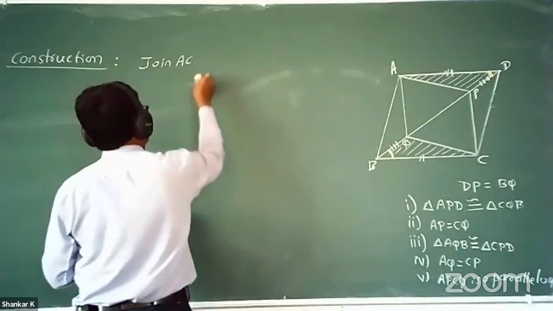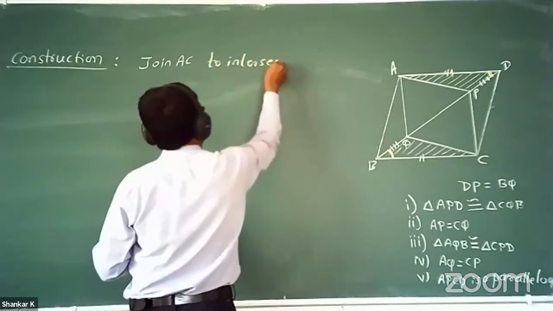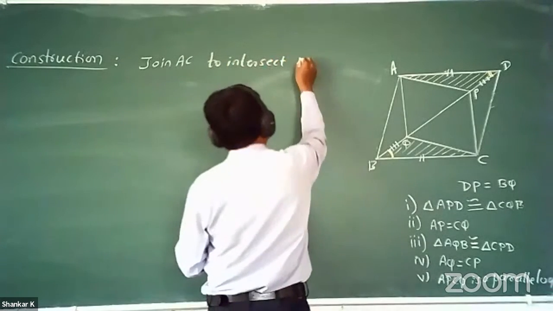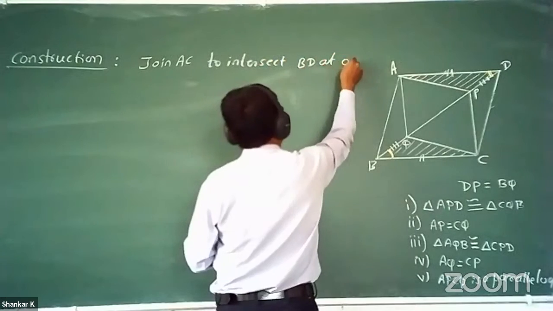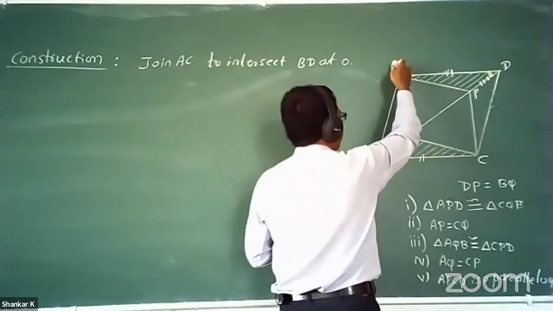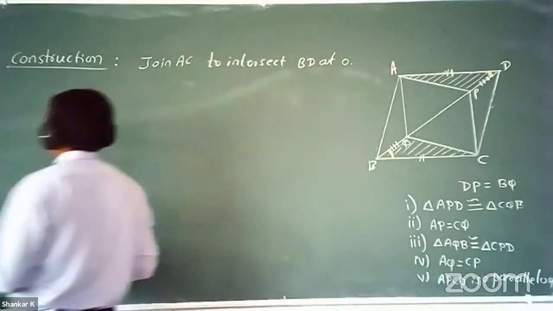Join AC to intersect BD at O. Later we shall join AC that will cut BD at O. Next, proof.